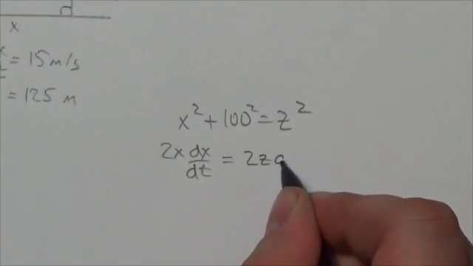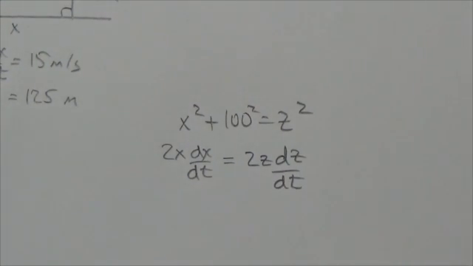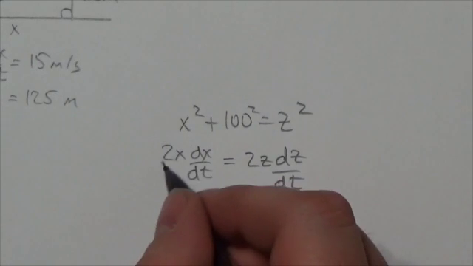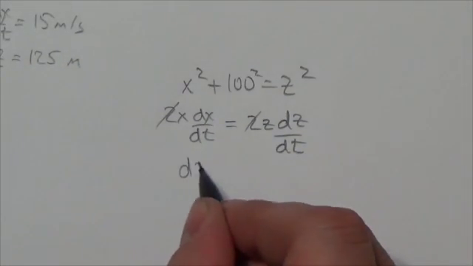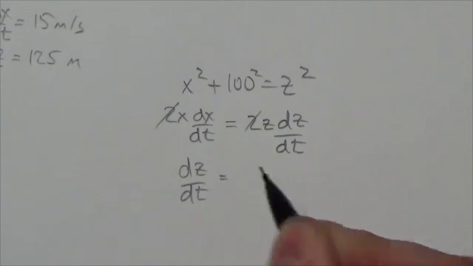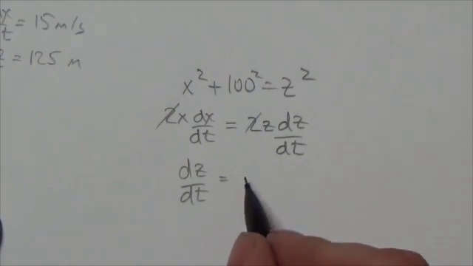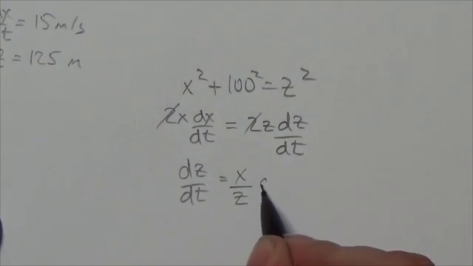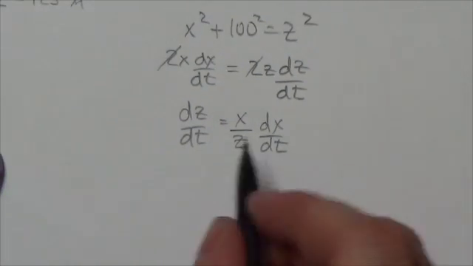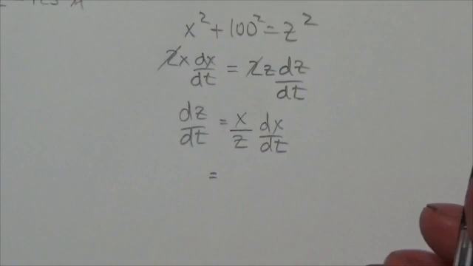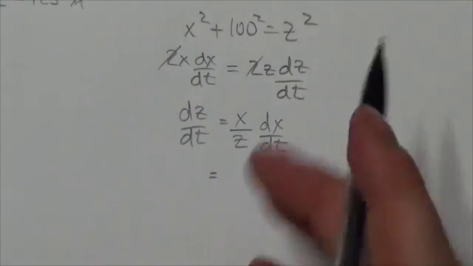Then we get 2z dz by dt. Good. Now I am looking for dz by dt. So I'm going to get that by itself here, but first I'm going to cancel out those 2's. And I will bring dz by dt over to the left-hand side because I know a lot of you are going to want that over on the left-hand side. That's not a problem. And so this will become x over z dx by dt.